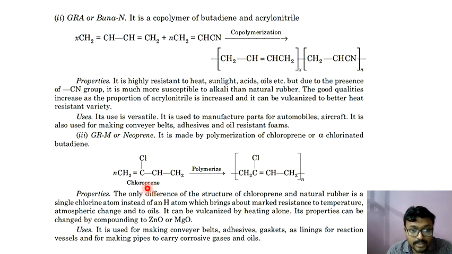Now, if we use the chloroprene molecule, a monomer unit, and perform the polymerization reaction, we get polychloroprene, which is also called neoprene. It is also one type of rubber, GRM rubber. So there are three different types of synthetic rubber I discussed. One is GR rubber, butadiene and styrene. Then GRA rubber, butadiene and acrylonitrile, and GRM rubber, where chloroprene is the starting monomer unit.